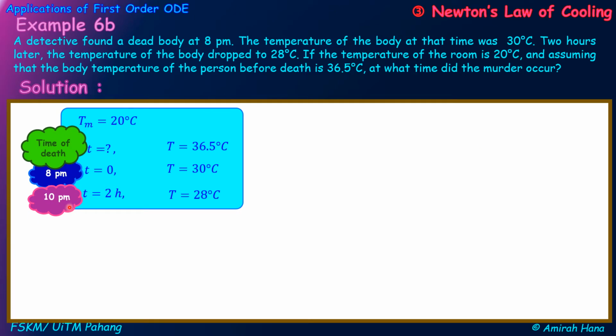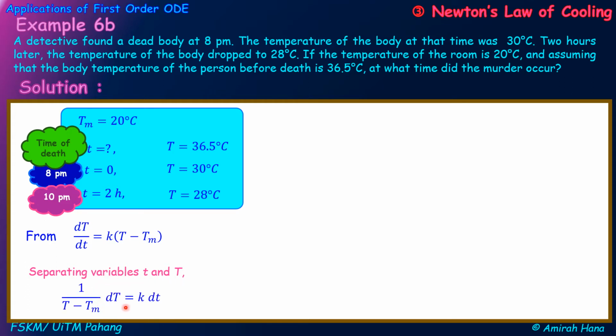From the previous slide, after we reorder based on descending value of temperature, we get this. And then from dT over dt equals k times T minus Tm, separating variables, time and temperature. After we separate, we get this. We move dt to the right-hand side, so we get k times dt. We move T minus Tm to the left-hand side, so we get 1 over T minus Tm.